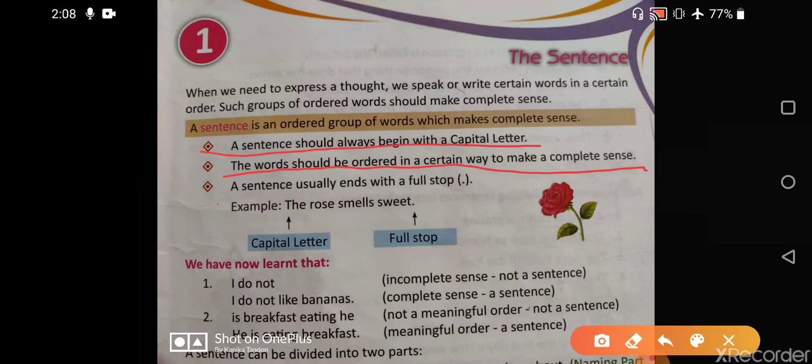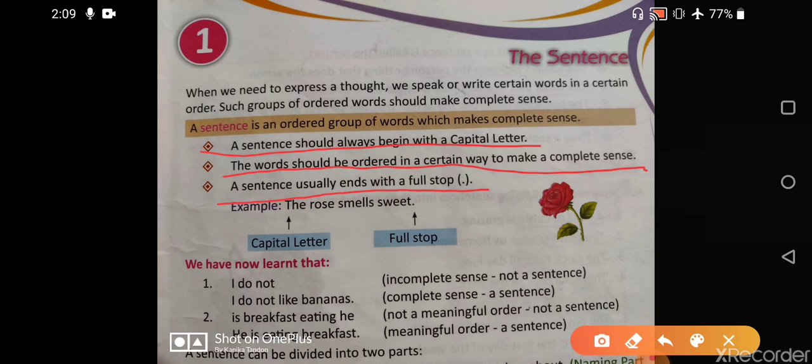The last thing is, a sentence usually ends with a full stop. A full stop is always put at the end of the sentence. This denotes that the sentence is already ended, and whatever we are writing next is a different sentence.